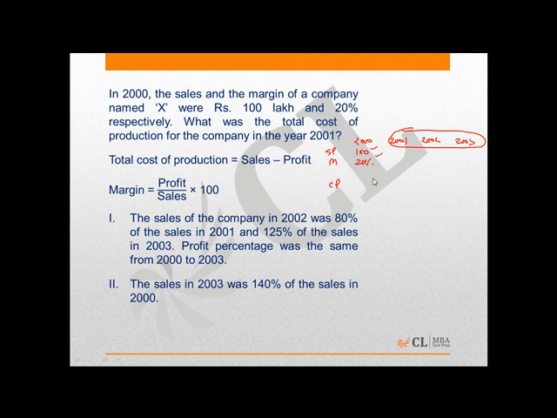Statement B gives you the sales of 2003 was 140% of the sales of 2000. So a comparison of 2003 and 2000 is given here, right? So using the combination of the two, I can find the selling price of all the years, and because the profit percent is the same, I can find the CP of all the years also. That means the question can be answered using the combination of the two. Hence the option is C.